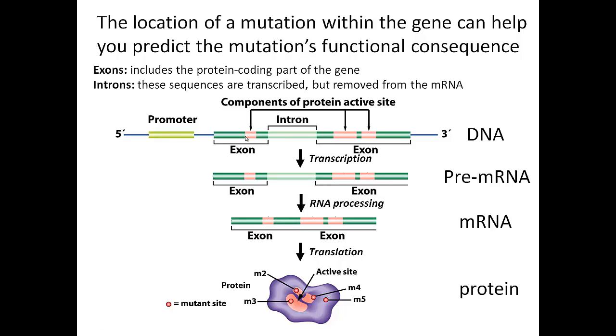So for example, if we think about the PKU example, the PAH gene, an active site might be the place where you would bind the phenylalanine. And so if you don't have that binding site for phenylalanine, that protein is not going to be able to do its job correctly. Another possible active site in the PAH gene might be a binding site for ATP to actually use energy to accomplish this change from phenylalanine into tyrosine.